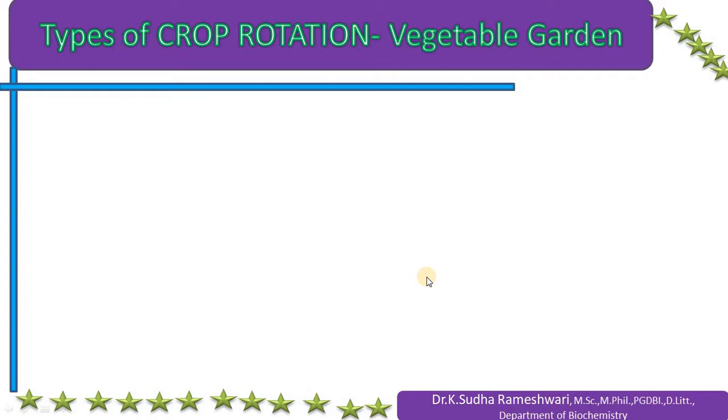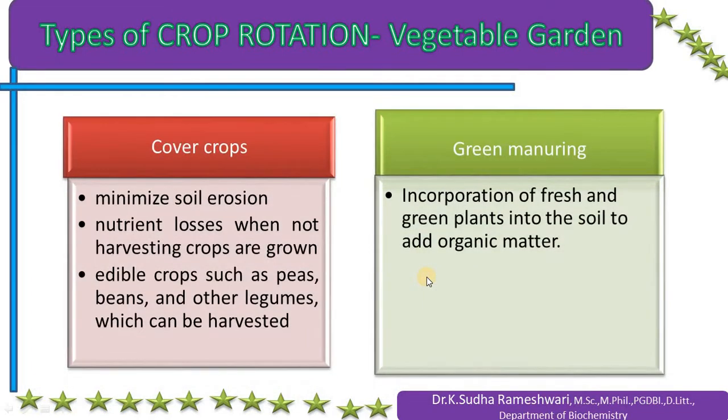Next we see about types of crop rotation in vegetable garden. In a vegetable garden, crop rotation may only involve other vegetable plants to be harvested as usual, but can also include cover crops and green manures. Cover crops are grown to minimize soil erosion and nutrient losses when crops are not being harvested. Cover crops include edible crops such as beans and other legumes, which can be harvested and can also be used as a green manure. Green manuring is the incorporation of fresh green plants into the soil to add green organic matter.